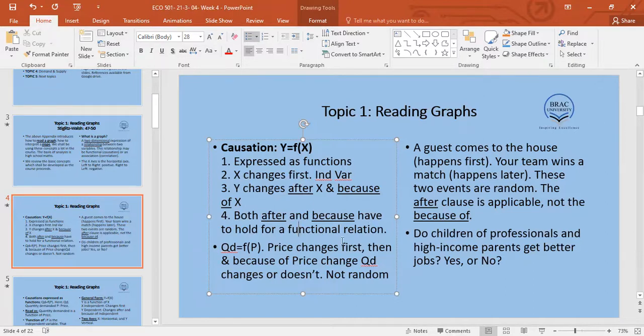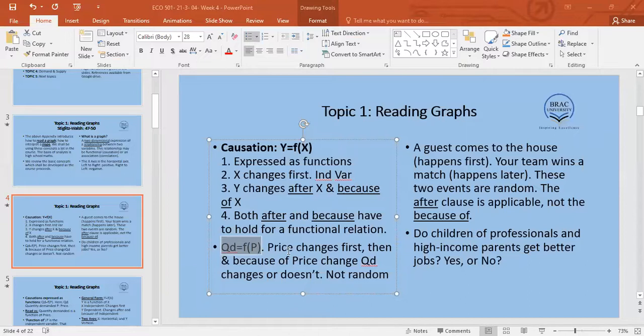Here we have three examples. Quantity demanded of X is a function of the price of X. Most of us have done an elementary economics course in our undergrad, so we are very much familiar with a demand function. Those of us who have not done economics before are at least familiar with Y is equal to function of X. So X changes first, the variable on the right side. Y changes after X and because of X.